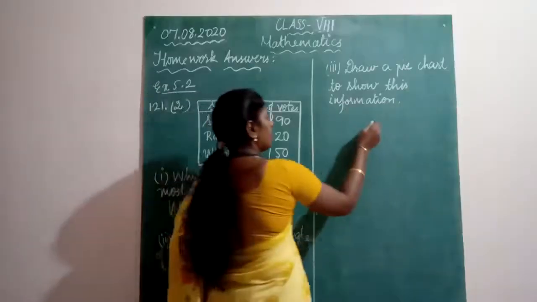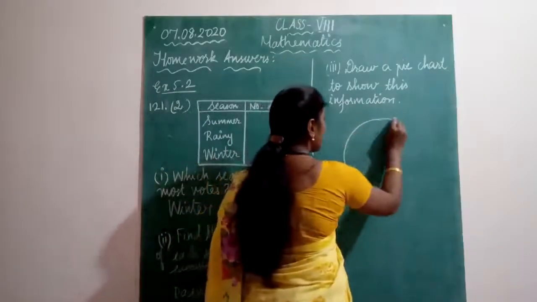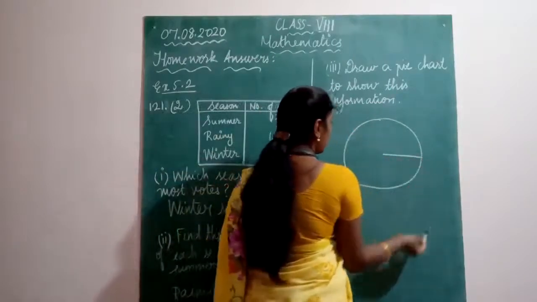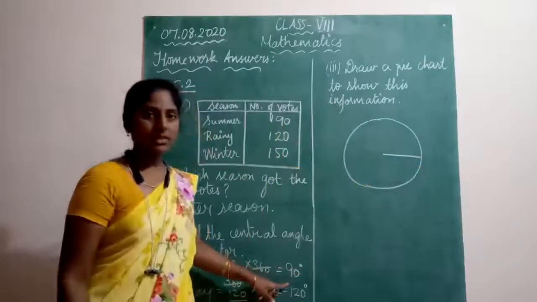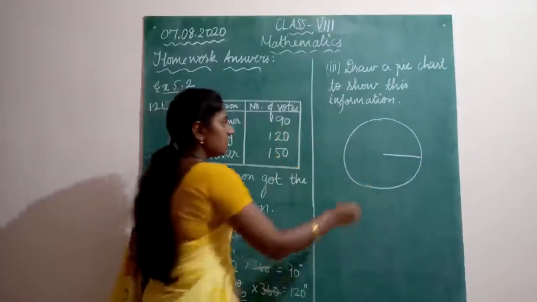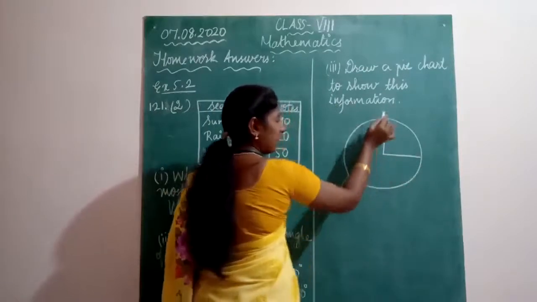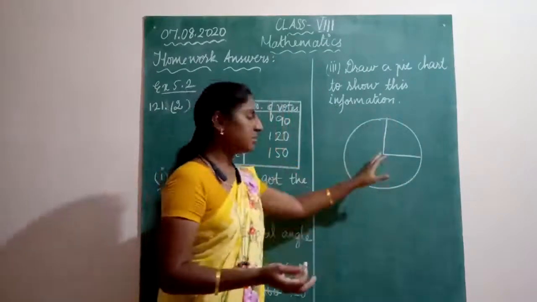You have to draw the pie chart. For drawing a pie chart, the first thing is to draw a circle with any radius. First you will draw the radius. What is the first central angle that we have? It is 90 degrees. So mark 90 degrees. You have to keep a protractor here and mark it. Since I don't have a protractor, I'm just drawing it like this.